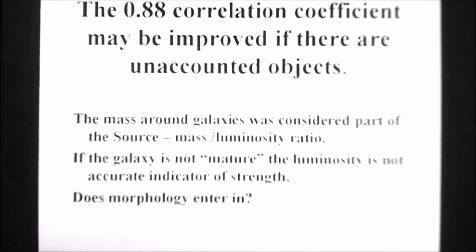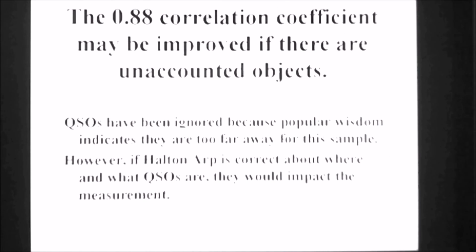The 0.88 correlation coefficient may be improved if there are unaccounted objects. The mass around galaxies was considered part of the source mass-luminosity ratio. If the galaxy is not mature, the luminosity is not an indicator of strength. And of course, morphology of the galaxy may enter in. QSOs have been ignored because popular wisdom indicates they are too far away for this sample. However, if Halton Arp is correct about where and what QSOs are, they would impact the measurement favorably.